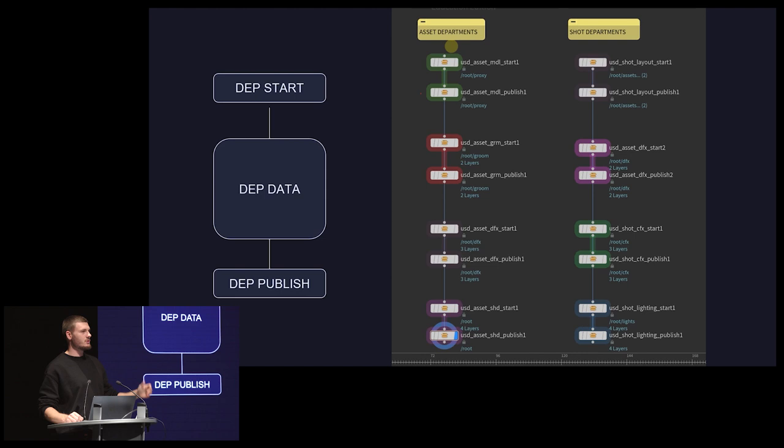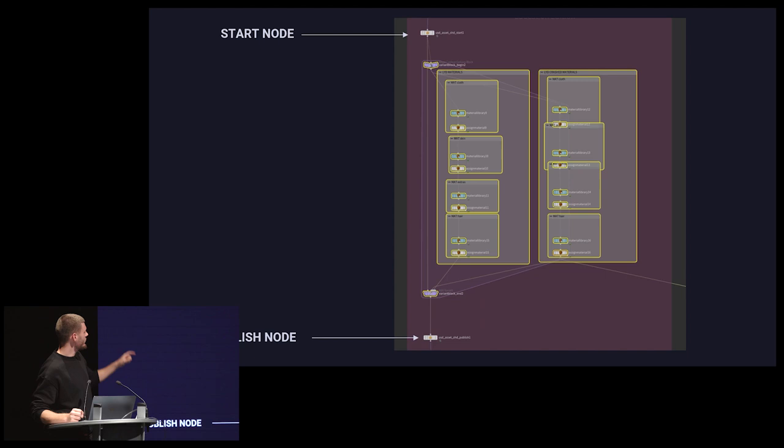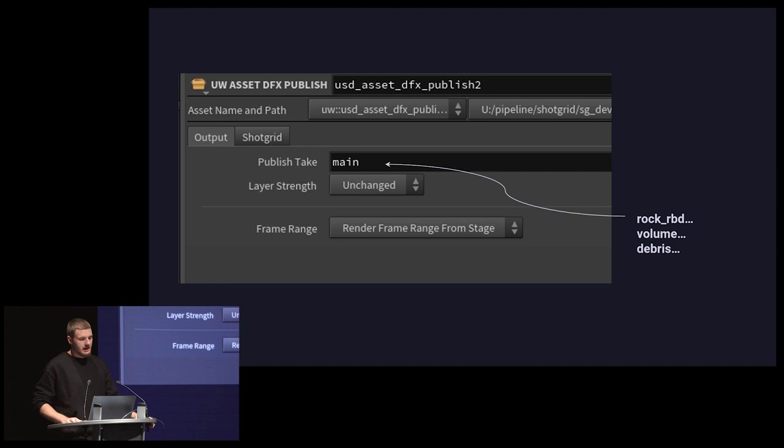And so an artist simply drops these two nodes at the beginning and at the end, and they do their work in between, which can, for example, look something like this. We also have a publish take system so that even for one department, multiple artists can work in parallel. An example would be two FX artists. One is maybe simulating an RBD sim, the other one some volumes, and each of them would specify their own publish take here and can therefore contribute their own sublayer to the FX department layer.